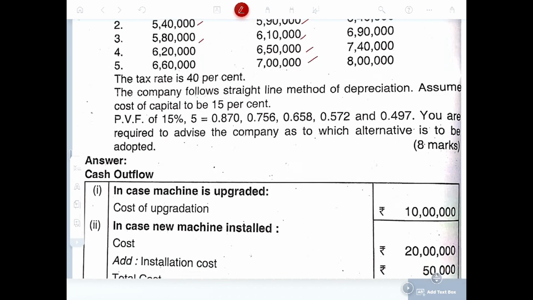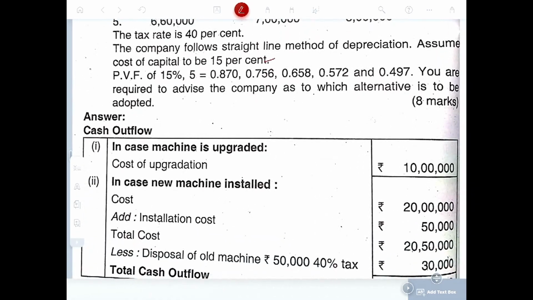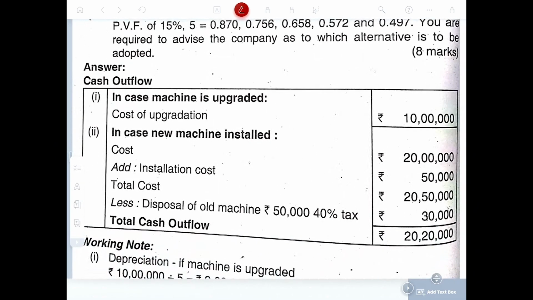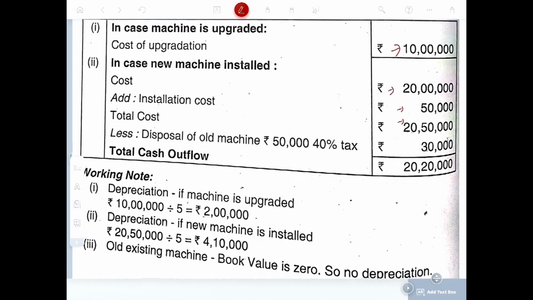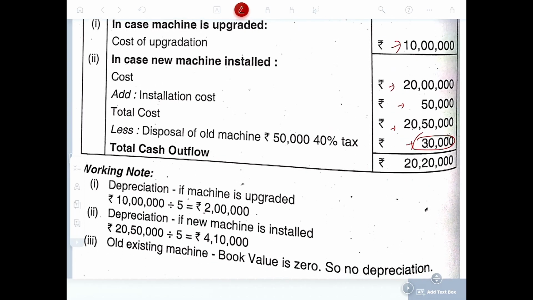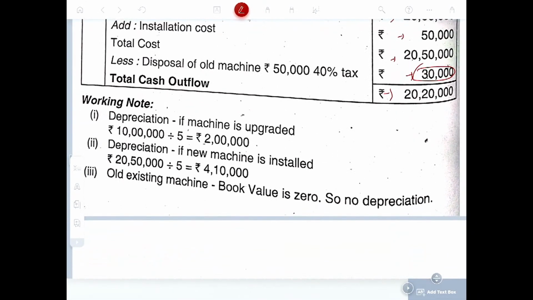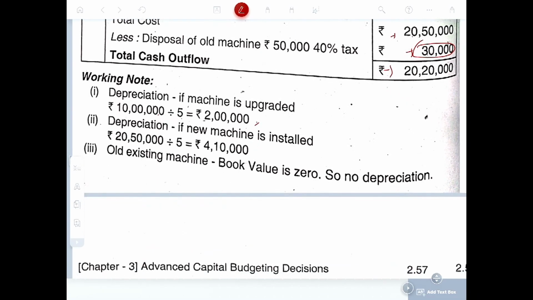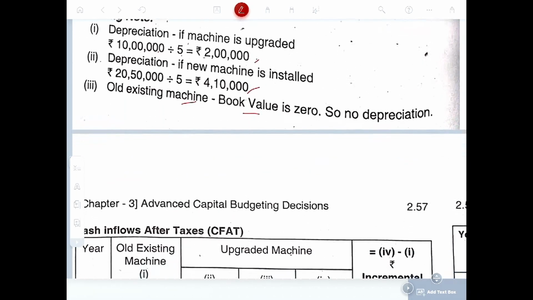Company follows the written down value method of depreciation, rate 15%. Cost of capital 15%, present value at 15%, advise the company. Cost of upgrading 10 lakhs. In the case of new machine installed, cost of 20 lakhs plus additional cost of 50,000, cost of 20,000. Disposal of old machine. Total cost 20 lakh 20,000. Depreciation if the machine is upgraded 10 lakhs into 5, 2 lakhs. Depreciation if new machine is installed 4 lakhs. Old existing machine book value 0, so no depreciation.